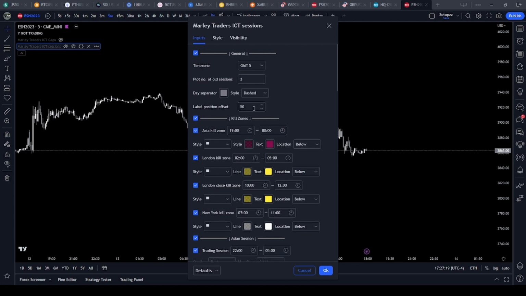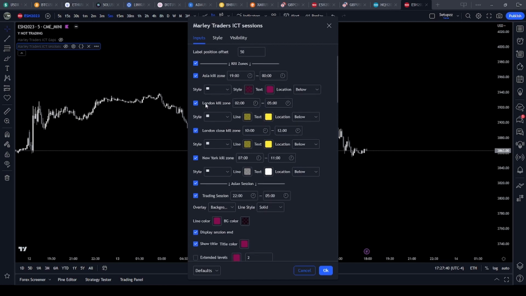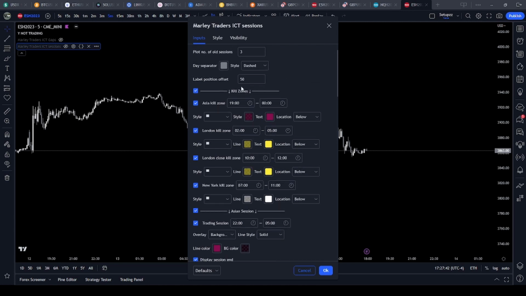You can customize it however you want. And then the key zones: Asia key zone, London key zone, and New York key zone. The Asia key zone is from 19:00 to 12 midnight, New York time. You can customize it exactly as you want, and this is the London key zone. As you can see, each key zone has its own session.